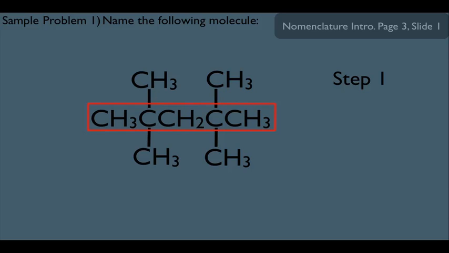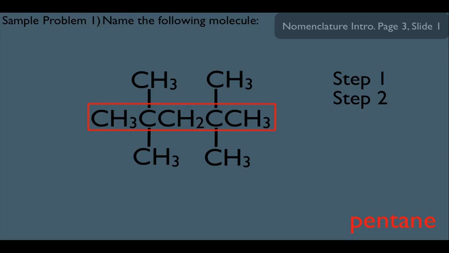Let's call this our longest carbon chain and name the molecule, and I'll prove to you that if we used a different chain, we'll still end up getting the same name. So here we go. Remember, the longest chain of carbons in that box is 5. 5 means pent, so the parent name of this molecule is pentane. Now let's go to step 2 here.